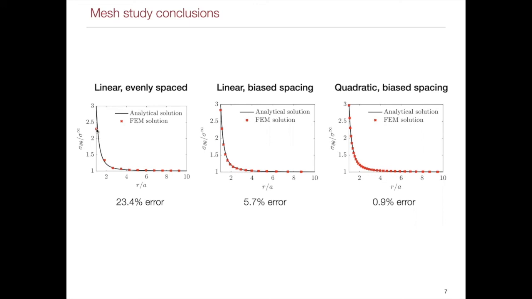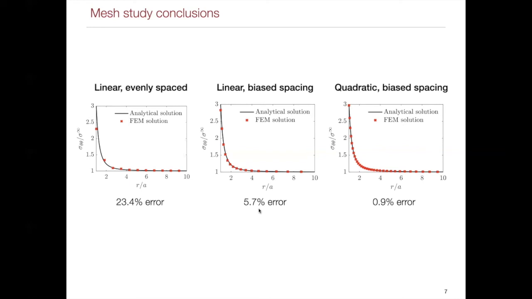It's pretty significant. So as a first step to attack that error, we then stuck with the linear elements, but added some biased spacing so that the linear elements were spaced closer together where we expected there to be steeper variation in the stress field. So by doing this, again, we've overlaid the FEM solution in red with the analytical solution in black. You can see that the approximation of the FEM solution in this steep ascent region of the stress field is much improved versus the evenly spaced version. And in fact, our approximation of the stress concentration factor at the surface of the hole only has 5.7% error using these bias-spaced linear elements.